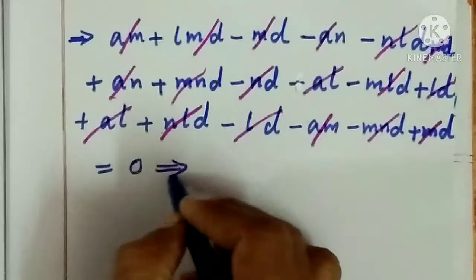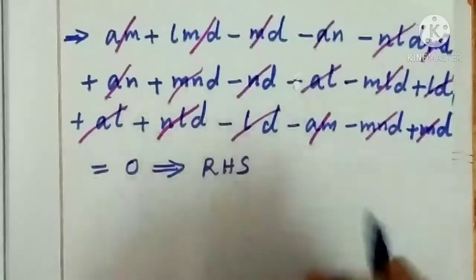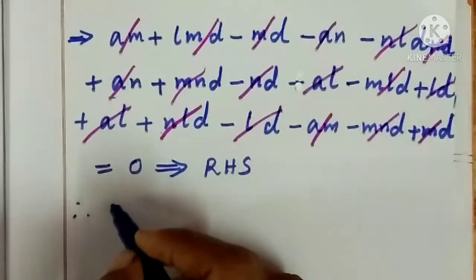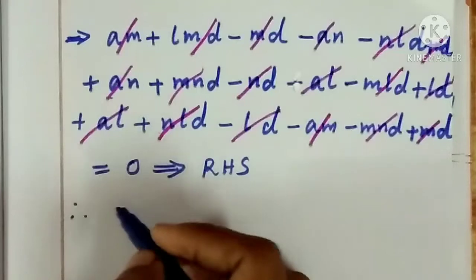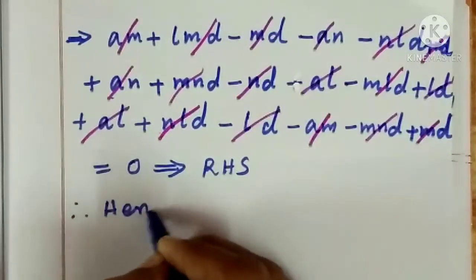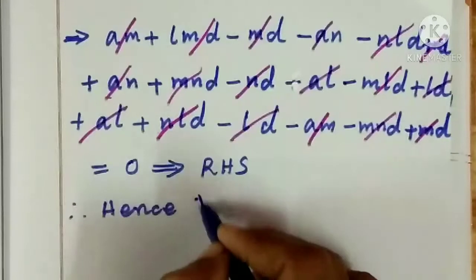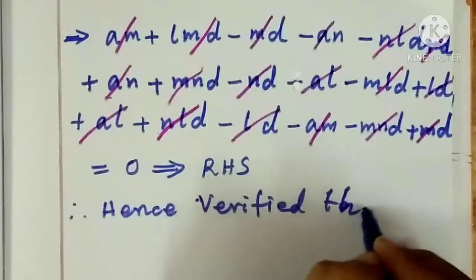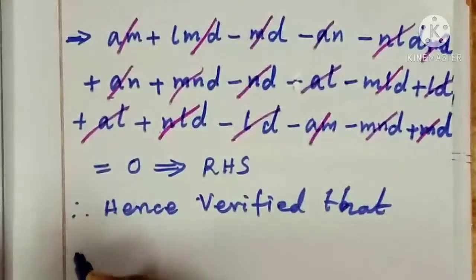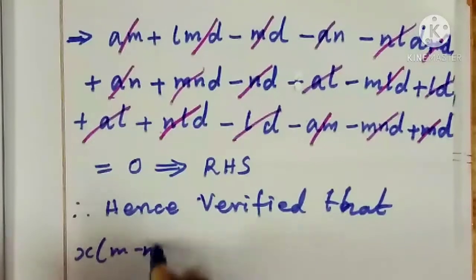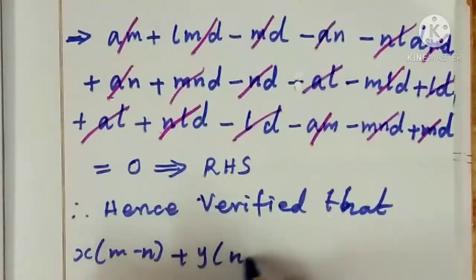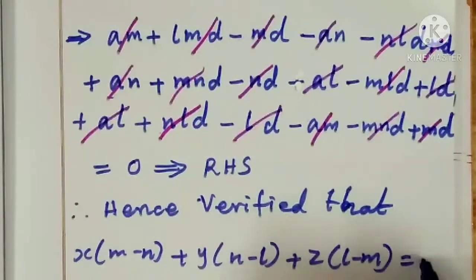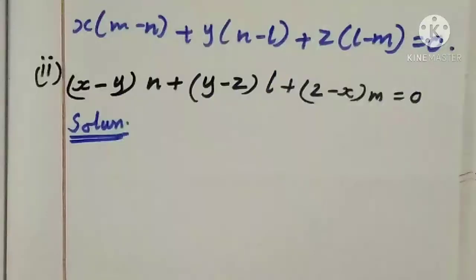It implies RHS, right hand side. Therefore, hence verified that x into m minus n plus y into n minus l plus z into l minus m is equal to 0.